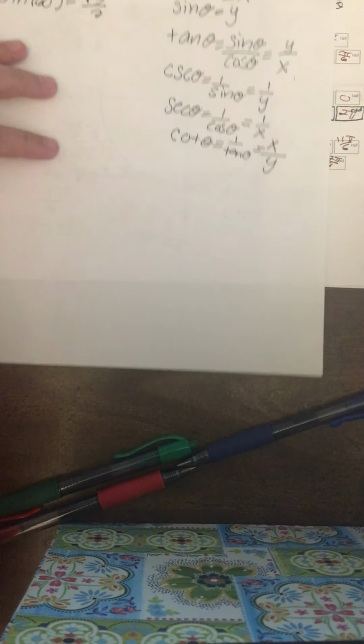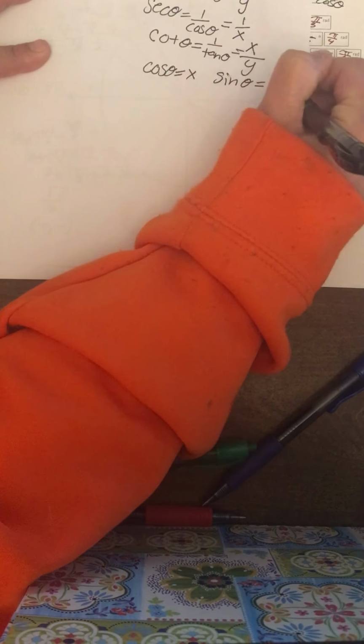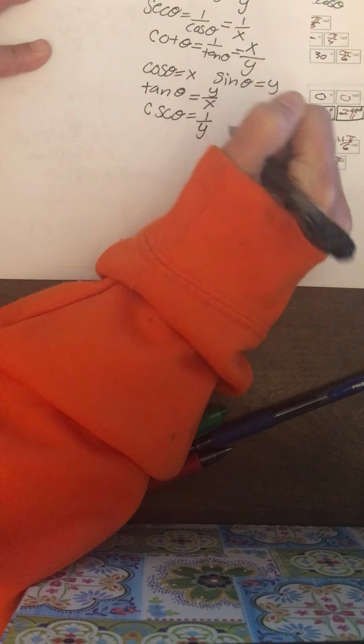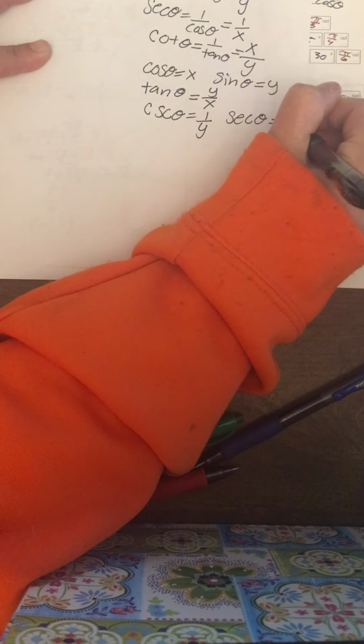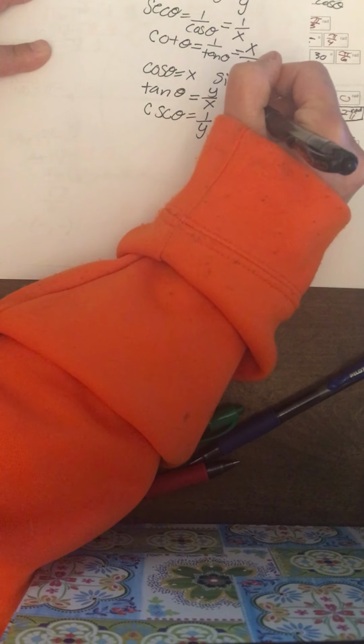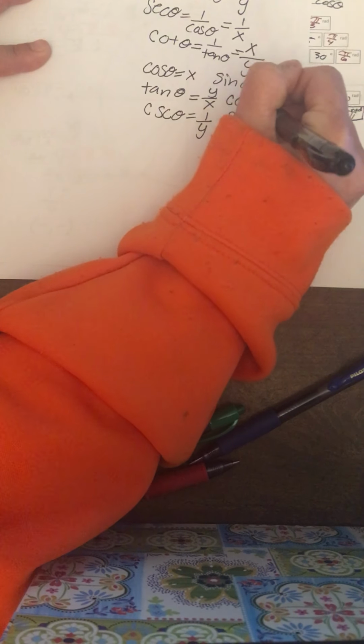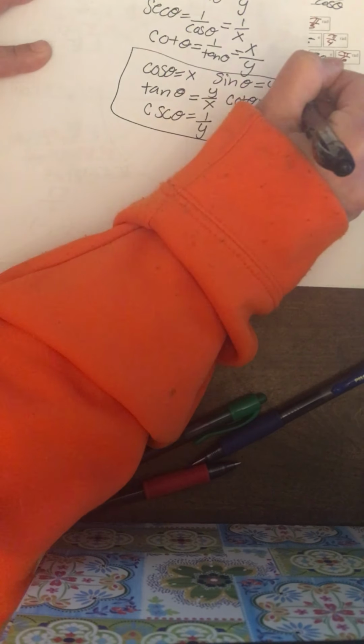Okay, so if you wanted me to even further simplify that, we could just say cosine of theta equals x, sine of theta equals y, tangent of theta is equal to y over x, cosecant of theta is equal to 1 over y, secant of theta is equal to 1 over x, and the cotangent of theta, I guess I can write that here, is equal to x over y. So this is really important and is going to help us as we are working through these problems.